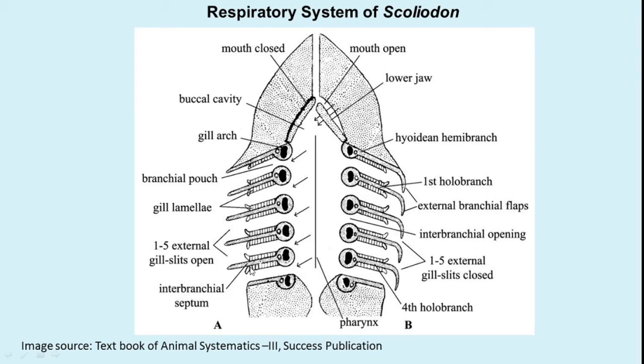Okay, now if you see here, each gill pouch is going to communicate with the pharyngeal cavity by large internal branchial aperture, and open to outside by exterior gill slits. So this is internal branchial aperture, this is internal branchial aperture over here, and this is exterior gill slits.